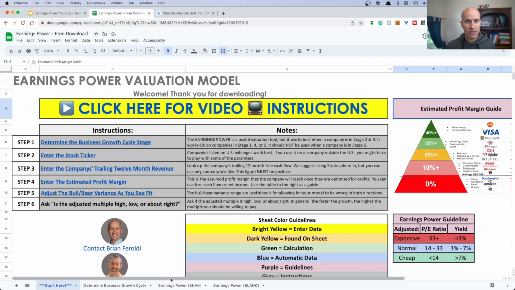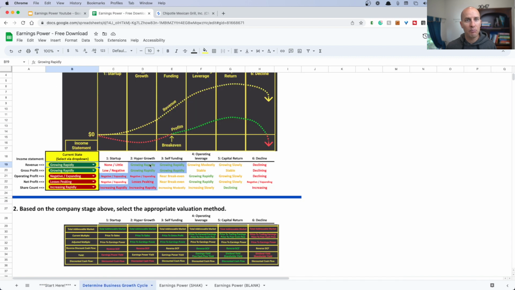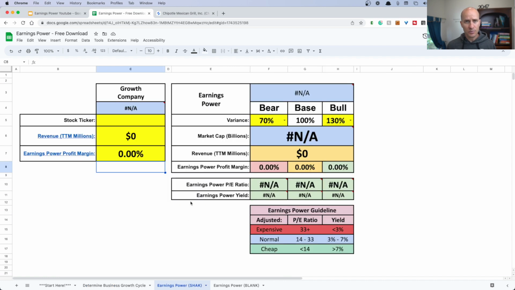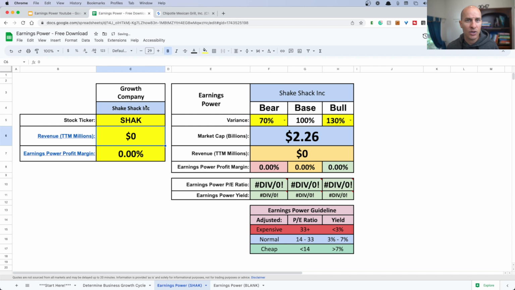So step 1 is really determining the business growth cycle. Now, we built a little tool here, and you can adjust these numbers, and that will show you on here what stage the company is currently in. So we're going to be focusing on a company in stage 2 or stage 3 right now. Now, the example company that I'm going to use is Shake Shack, ticker symbol SHAK. So you put the ticker symbol right in this line here, and this tool is going to automatically load in some data for us, such as the company's market cap.